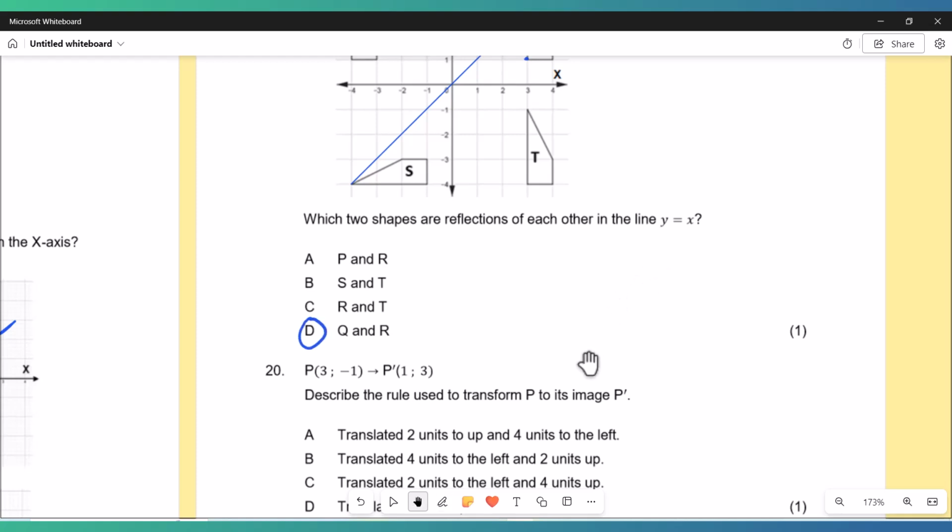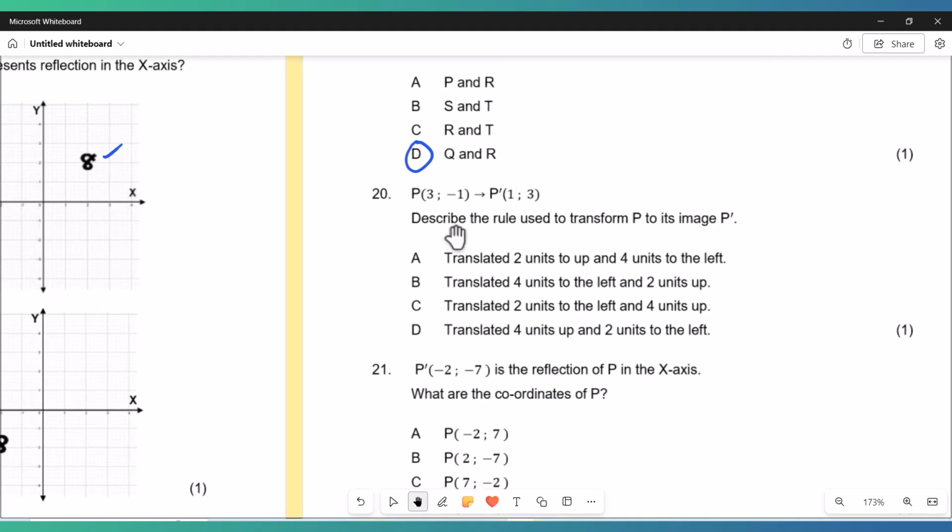Next question, that is question 20. P, 3 to negative 1, gives P prime, 1 to 3. They want the rule to transform P to P prime. Now check what they've done here. Nothing talks about reflection, so it's a translation.